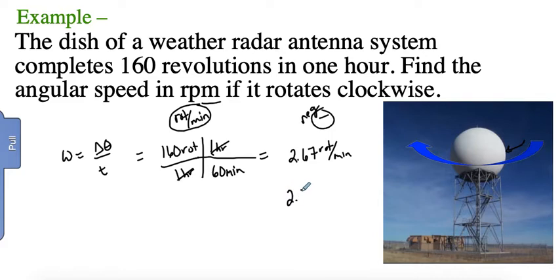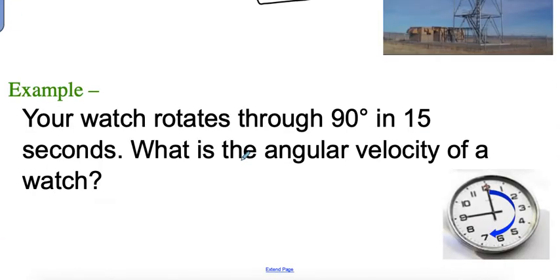Or we could just say RPM if we want to, make it a little bit nicer, RPM. And then remember we said that this was a negative, so that should be negative 2.67 RPMs because we're going clockwise.